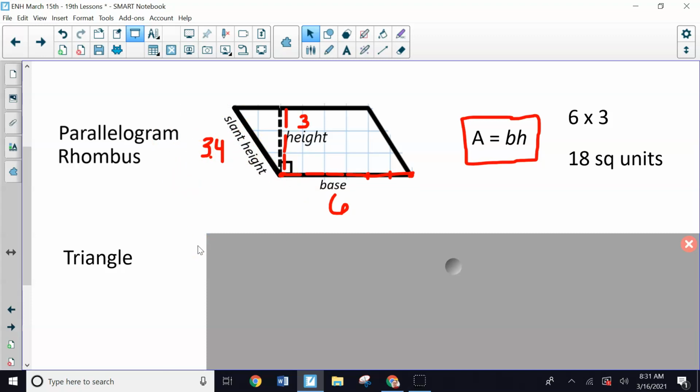So there's parallelogram. Go ahead and pause and catch up here. Write all this down. Make sure you have it. Now let's look at the triangle.